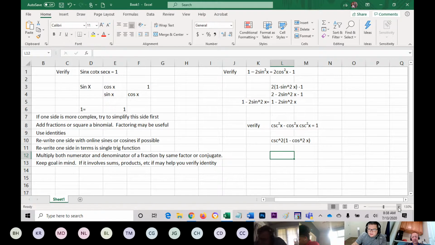So the cosecant would be 1 over the sine, or sine squared. And then, let's see, 1 minus cosine squared of x would be the same as 1 minus the sine squared of x.